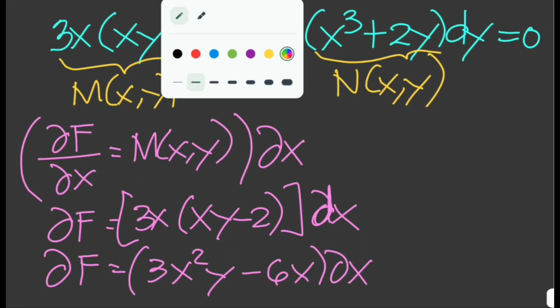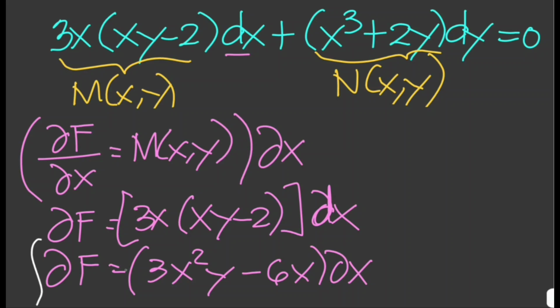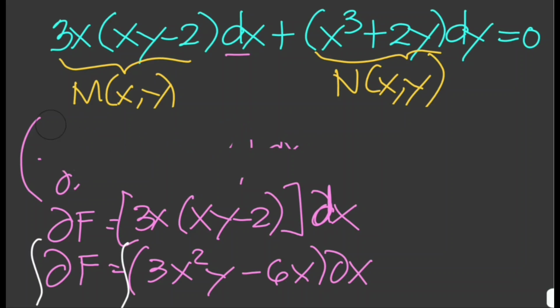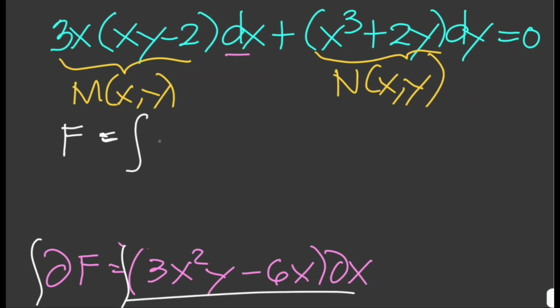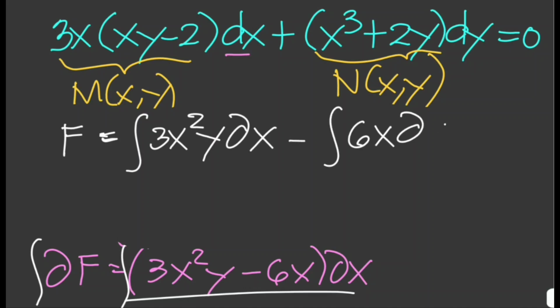And then we integrate both sides. By integrating both sides, the integral of df is just f. And this one, we can split as the integral of 3x squared y dx minus the integral of 6x dx.